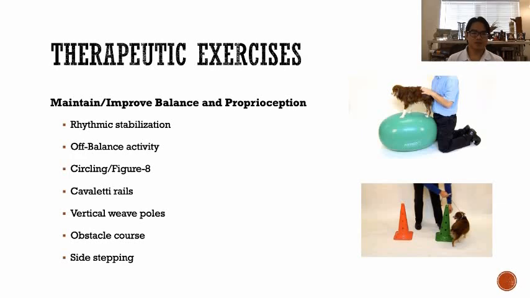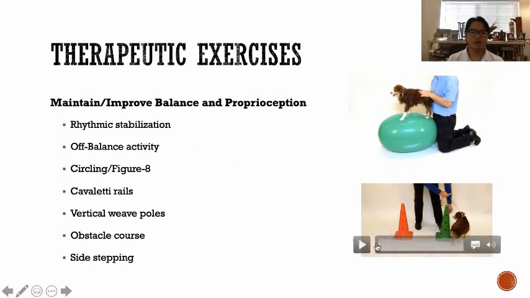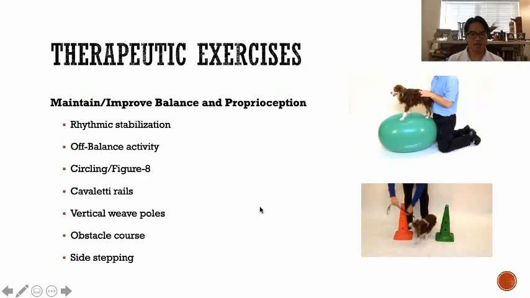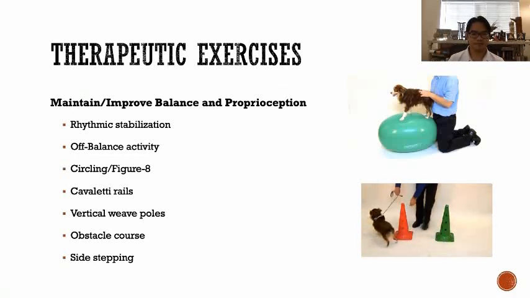If you want to do exercises to improve or maintain balance and proprioception, here are some examples. Rhythmic stabilizations, where the dog stands on the ball and does some rhythmic stabilizations. If the owner doesn't have a ball, just tell them to get a bouncing disc or just put the dog on a pillow or trampoline. They can do off-balance activity. You can also do circling or figure eight. That's good for balance and core muscles. They can do cavaletti, vertical poles, obstacle course, and sidestepping.